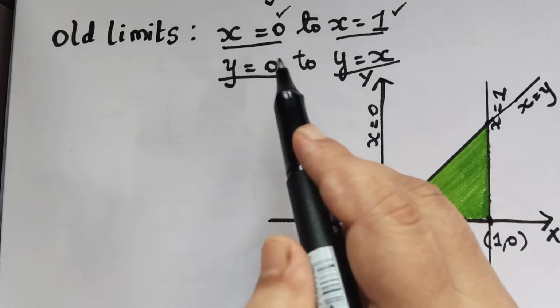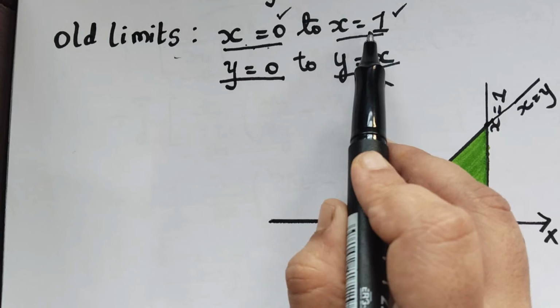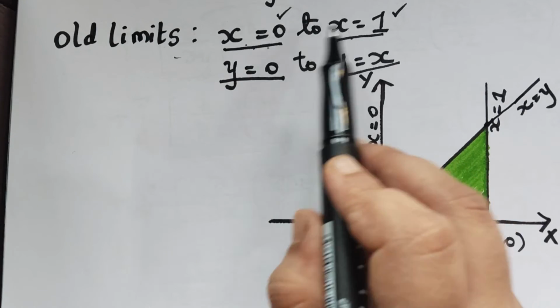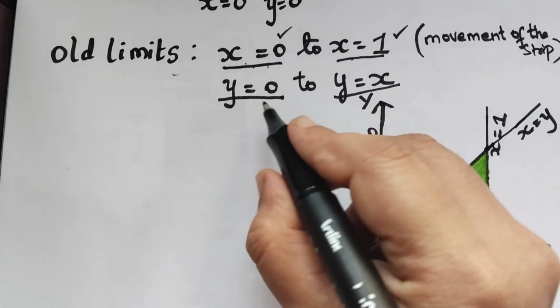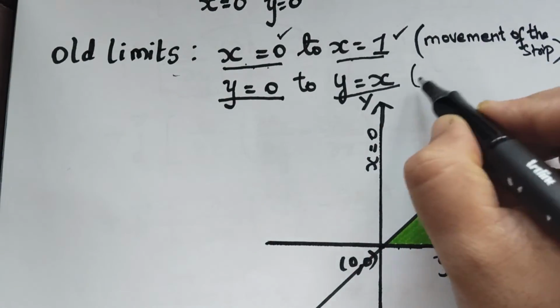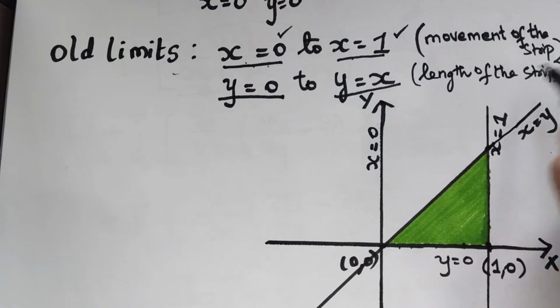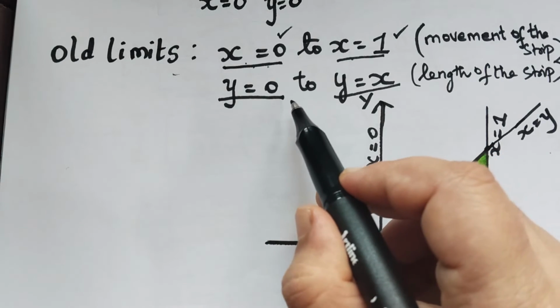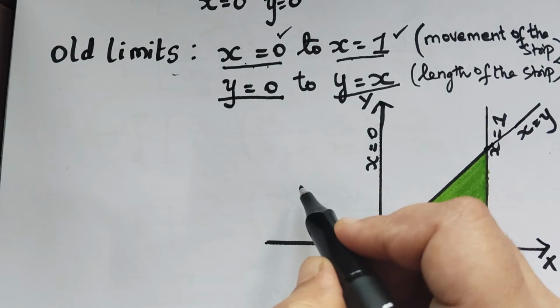So if you see the old limits, the outer limit is x equal to 0 to x equal to 1, which gives us the movement of the strip. And second is y equal to 0 to y equal to x. This gives us the length of the strip with respect to the old limits, that is, the length is parallel to the y-axis. Now we have to find the new limits.